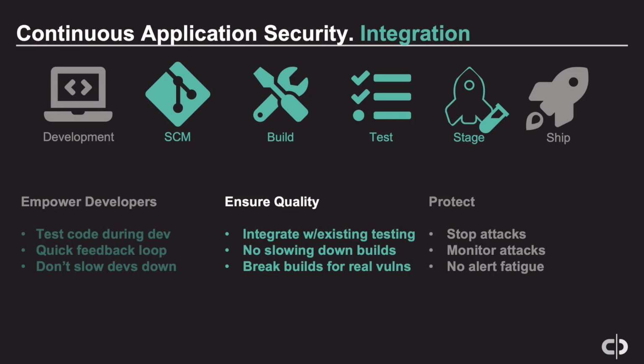Given the extra context that the IAST agent has, because it's able to run within the application, there are fewer false positives. So we can ensure that we only break the build when we need to, and not for thousands of false positives from SAST that's generated from code that maybe isn't even used.